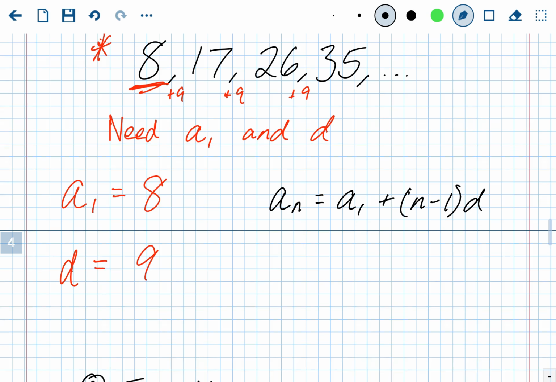Now, a sub n is going to stay a sub n. Okay. It's kind of like our y value. And n is our input. It is going to stay n. Okay. Everything else we're going to plug in.